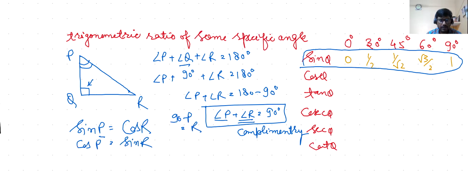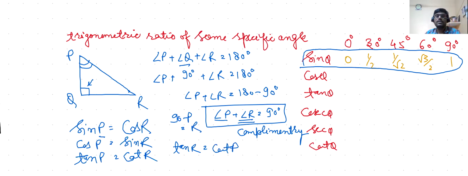I hope you will try to find this out yourself. And tan P is equal to, the complement of tan is what? Cot R. And vice versa also, meaning tan R is equal to cot P. So you can easily solve questions using this property.